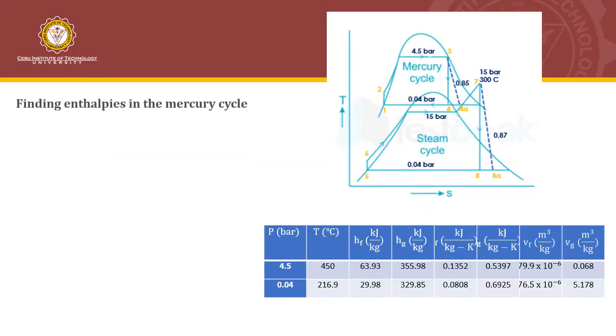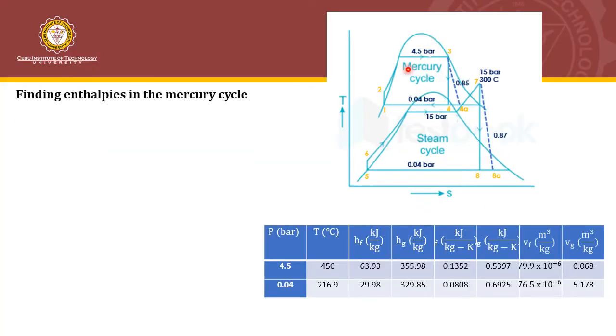So first, we're going to find the enthalpies in the mercury cycle, the topping cycle. For the mercury cycle, we are given these properties based on this table, because it's difficult to find the table for the properties of mercury. So using the table, we know that H1 is saturated mercury liquid. So we will use H1 equals Hf at 0.04 bar.